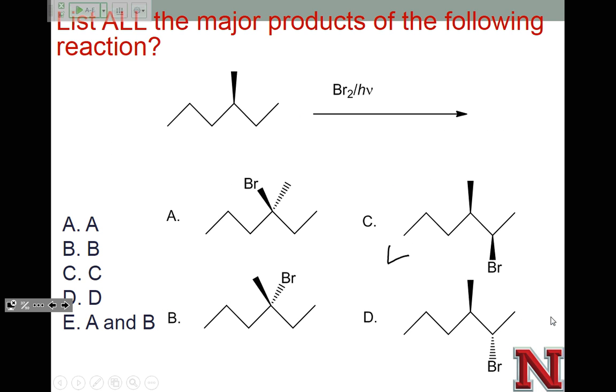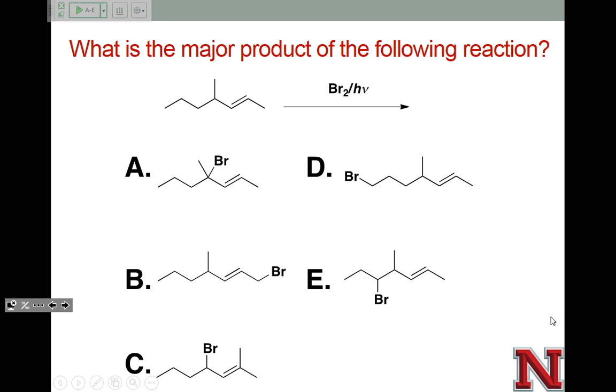Okay. So looking back at this one, of course, our product's going to be our tertiary position, which is this one. But we're going to get both enantiomers, even though we started with a stereocenter to begin with, because we're going to go through that trigonal planar geometry.